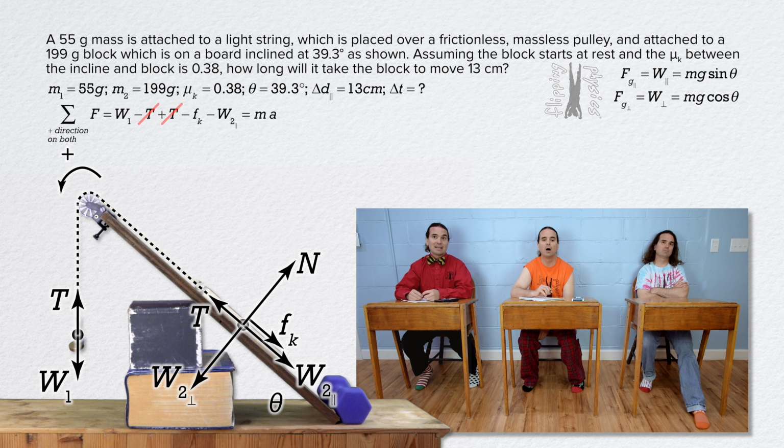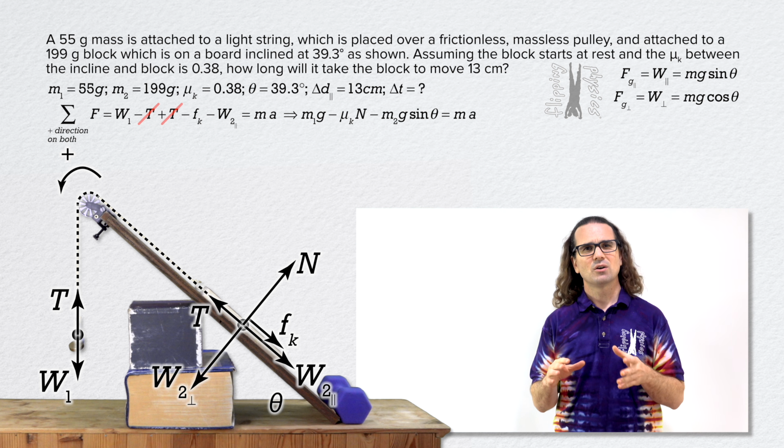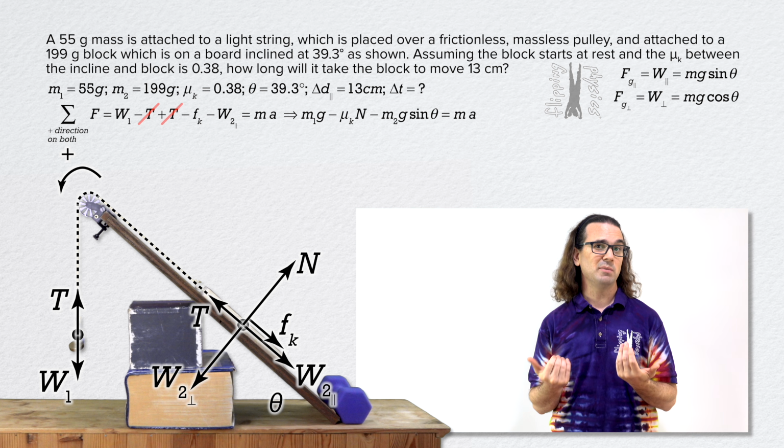Net force also equals mass times acceleration. We can now substitute mass 1 times acceleration due to gravity for force of gravity 1. Substitute the coefficient of kinetic friction times force normal for force of kinetic friction. Substitute mass 2 times acceleration due to gravity times sine theta for force of gravity 2 parallel. And again, that all equals mass times acceleration. Billy, this is good so far. However, we are missing a bit. Who can tell me what this equation is missing?